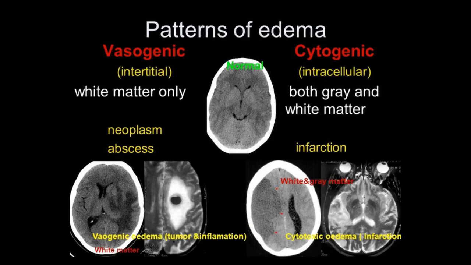Vasogenic edema, tumor inflammation will be there. And infarction, cytotoxic, more infarction will be there. Cytotoxic edema or infarction, that we can see on the right side. And vasogenic, that is neoplasm, we can see on the left side.